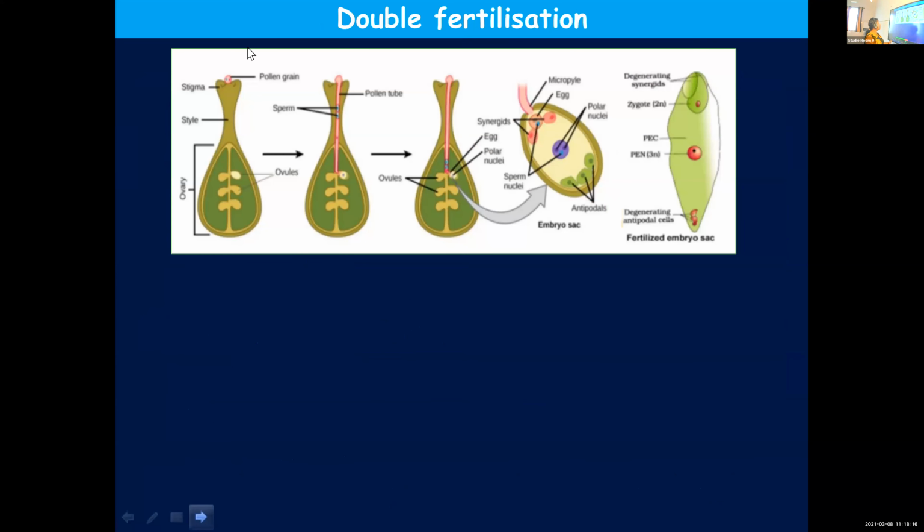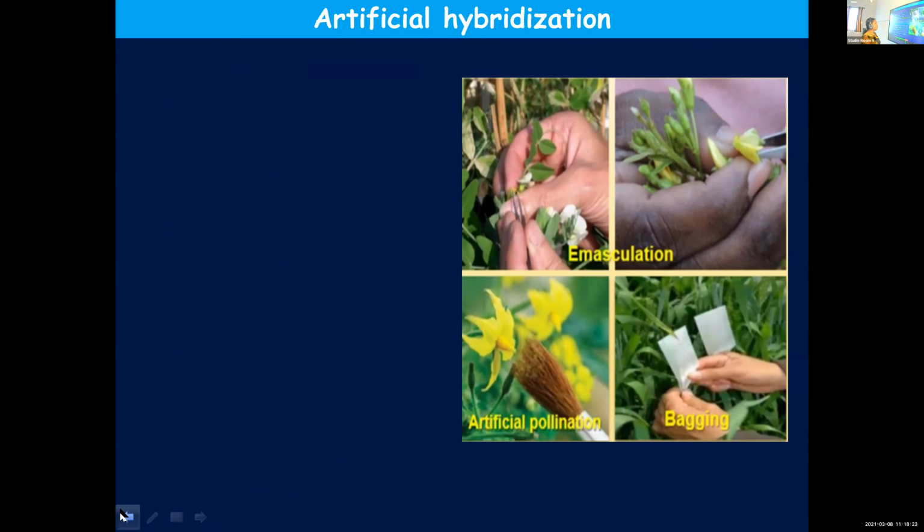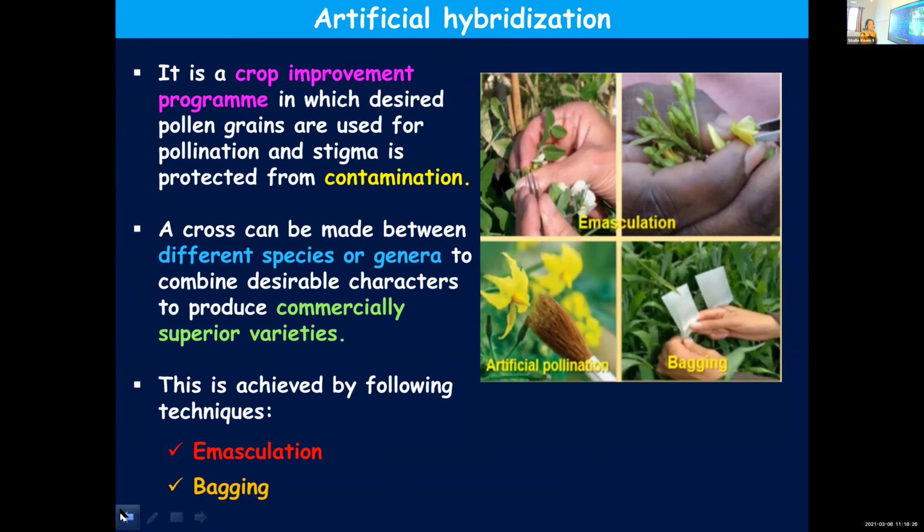So with that, we have completed artificial hybridization. We can have a quick recap. Artificial hybridization is a crop improvement program in which the desired pollen grains will be used for pollination, and the stigma will be kept covered to prevent it from getting contaminated. By means of artificial hybridization, we can make a cross between plants belonging to different species or different genera, so that we can combine the desired characteristics of two different plants to get commercially superior varieties.